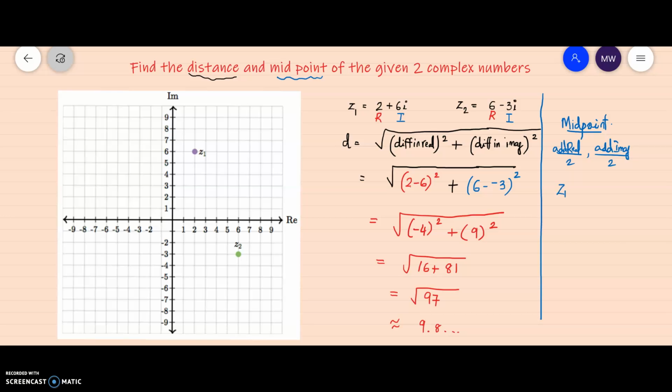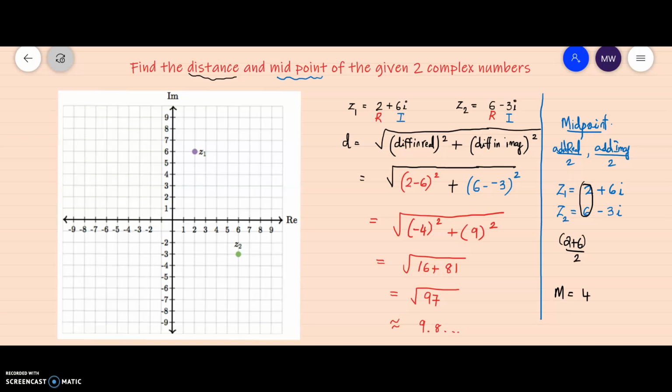So we have z1 as 2 plus 6i, and we have z2 as 6 minus 3i. To find the midpoint, we're going to add the reals and divide by 2. 2 plus 6 over 2 gives me the real part of the midpoint. So 2 plus 6 is 8, and 8 divided by 2 is 4. So that's my real part of the midpoint.